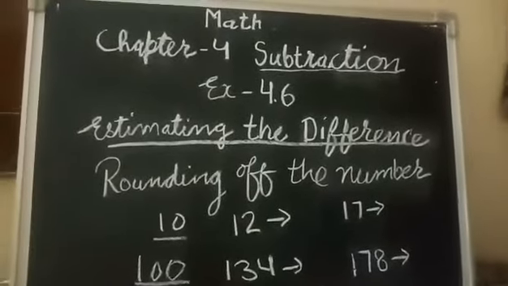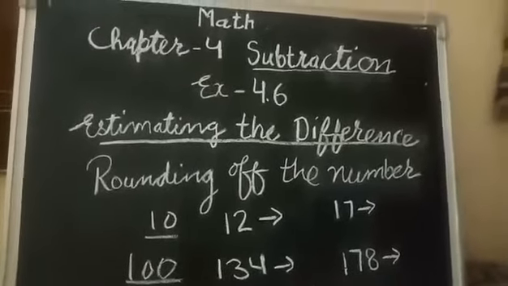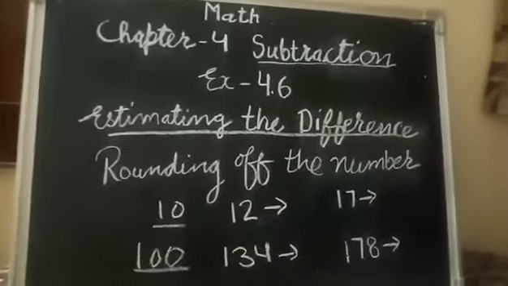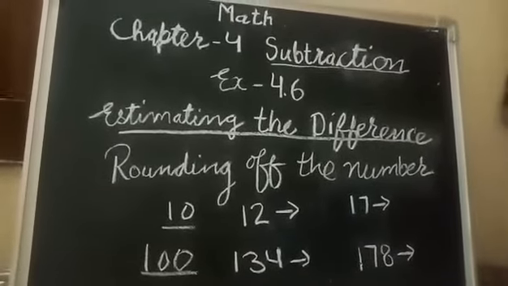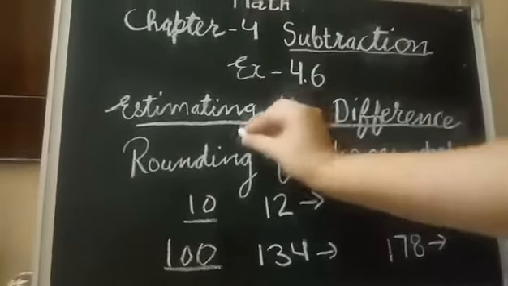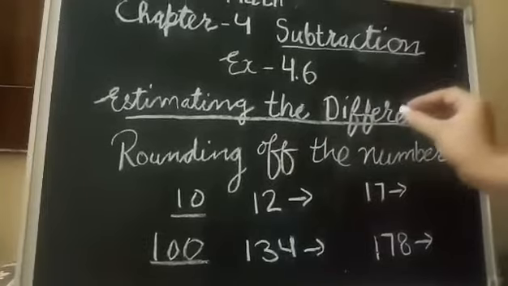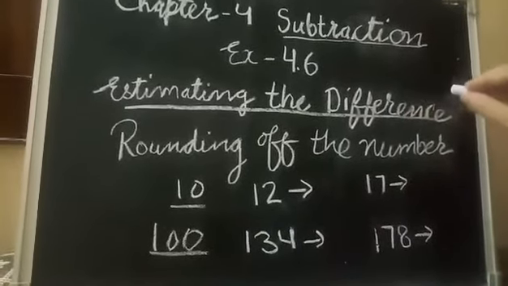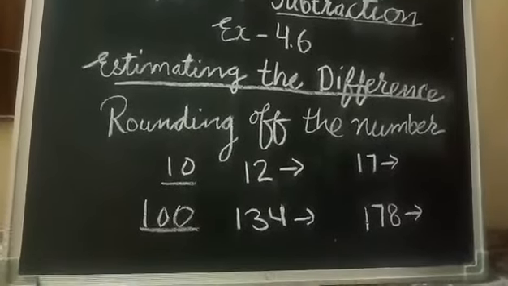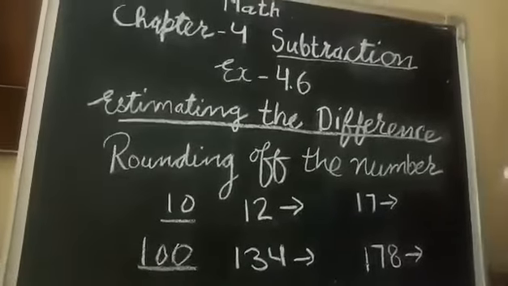Students, in maths we have started chapter 4, subtraction. Today we will do exercise 4.6. In this exercise we will start a new topic. The name of the topic is estimating the differences. For this topic, first we have to revise rounding of the numbers. We did it in the first chapter, but we will revise it once.